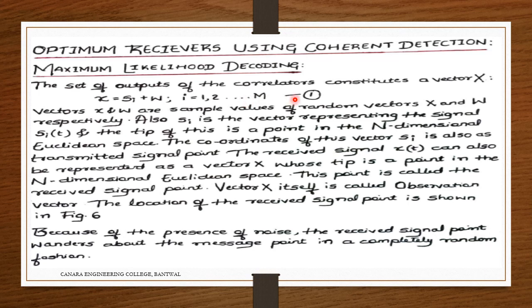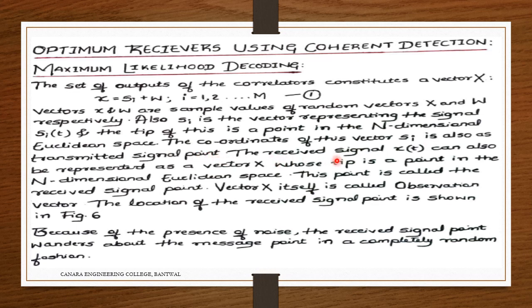That's equation 1. Vectors x and w are sample values of random vectors capital X and W respectively. Also, Si is the vector representing the signal Si of t, and the tip of this is a point in the n-dimensional Euclidean space. The coordinates of this vector Si are also known as the transmitted signal point.